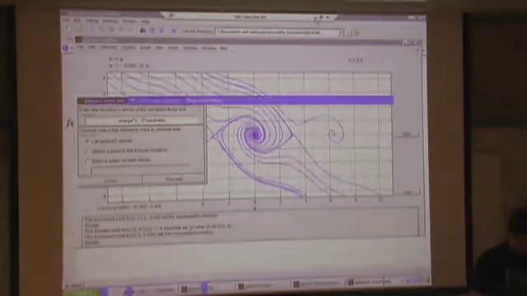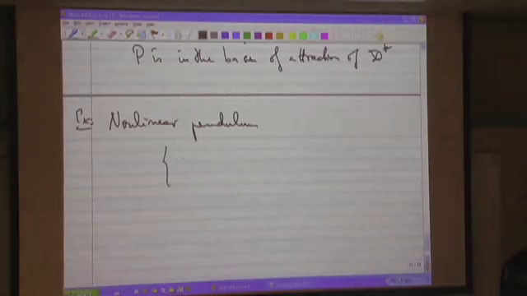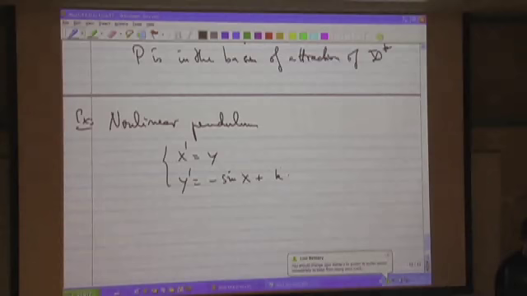Okay, so let me just show this. So for the nonlinear pendulum, well, what's a nonlinear pendulum? x prime equals y, y prime equals minus sine of x plus some constant times y.